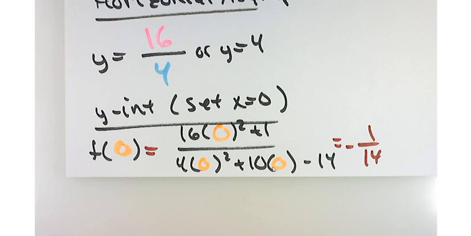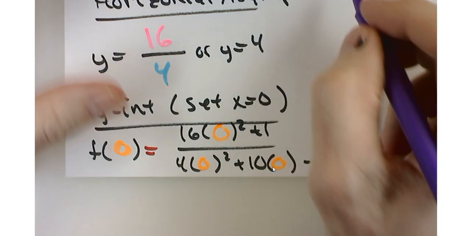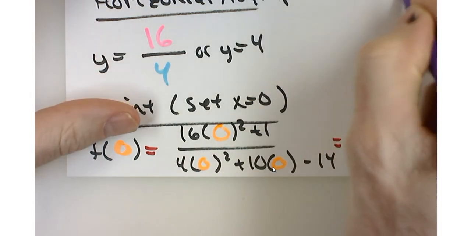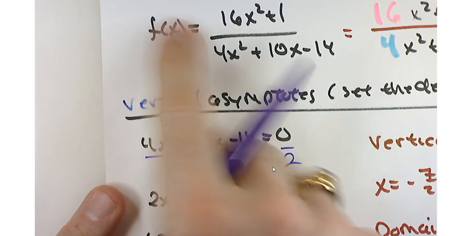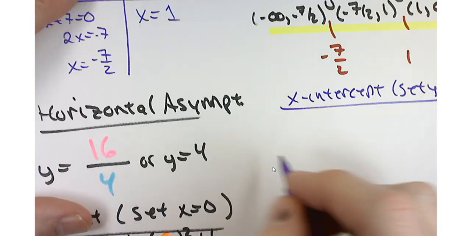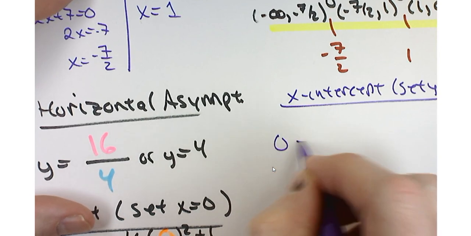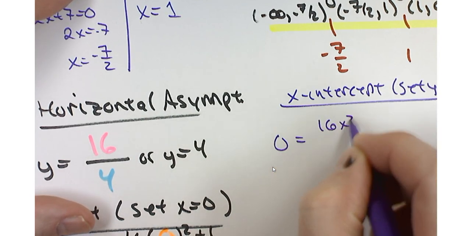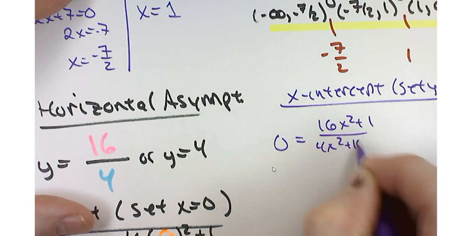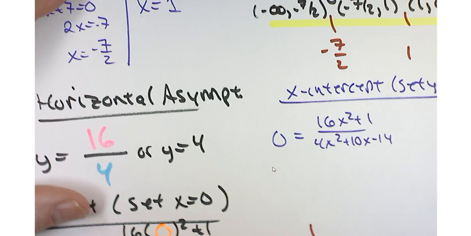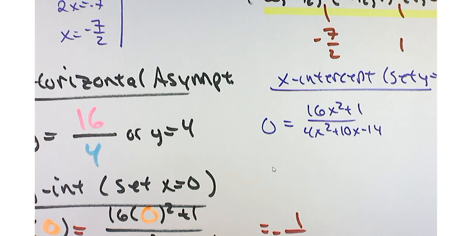And finally, let's do the x-intercept. How am I going to find my x-intercept? Set y equal to 0. So my y in this case is going to be the f of x. So that's going to be 0 equals 16x squared plus 1 over 4x squared plus 10x minus 14. Solving this is going to be a lot of fun.